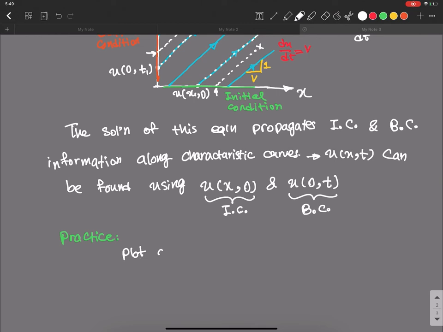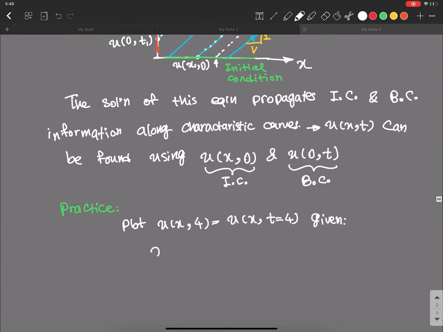Plot u(x, 4), which is just u at any x and t equals 4. Like 4 can have a unit, for example 4 seconds, given this equation: partial u partial t plus v partial u partial x equals 0 for x greater than 0 and t greater than 0.